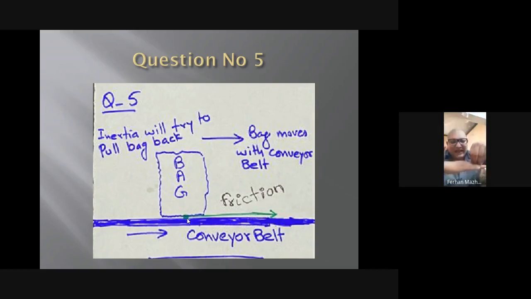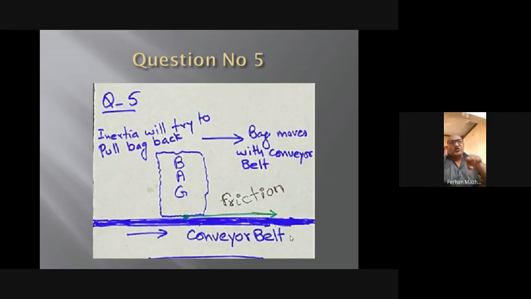The bag is on the conveyor belt, so it's moving with the conveyor belt. But relative to the conveyor belt, it's not moving. So you see the bag is basically also going to the right side. The conveyor belt is also going to the right side, but relative to the conveyor belt, the bag is not moving. So the bag will have inertia.